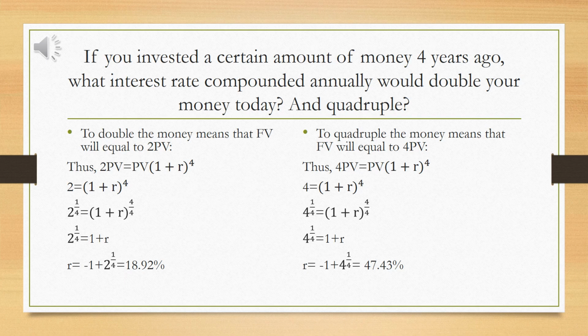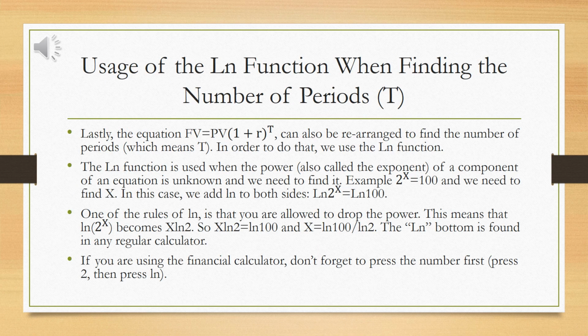To multiply your money by 4 means that the future value will equal 4 PV. So, 4 PV equals PV times (1 plus r) to the power 4. Therefore, 4 would equal (1 plus r) to the 4, and r would equal 47.43%.